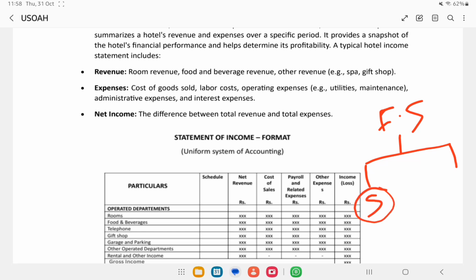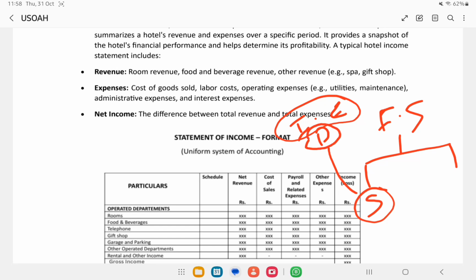Schedules are a small portion of the income statement that speaks particularly about a department, an operating department, that is, a department that has its own income and expense. So schedules are departmental income statements. They provide income and expense and the profit or loss made from a specific operating department.